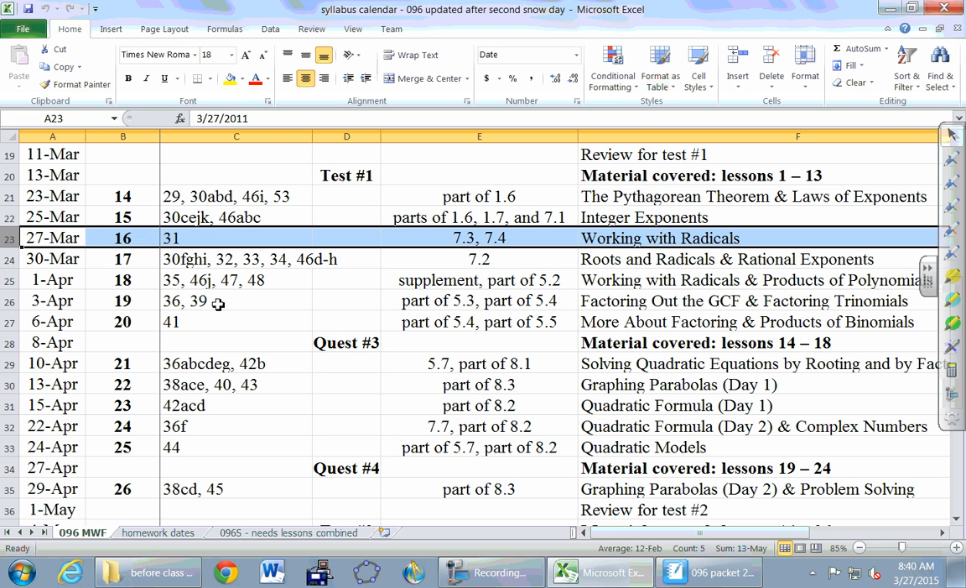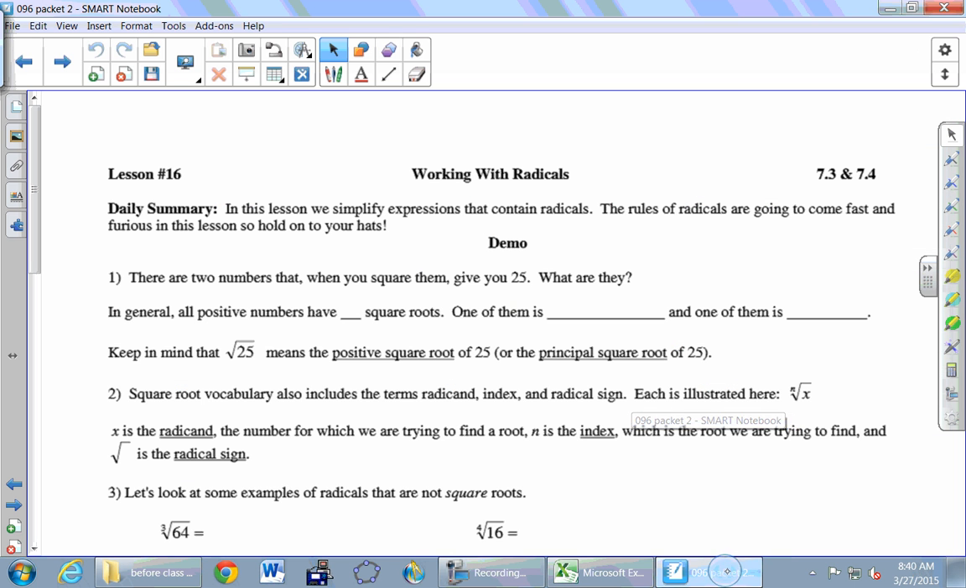Okay, so today we are going to work with radicals, and I want to just say that we're going to be doing more with exponents today. It doesn't seem like radicals have anything to do with exponents, but they will. We'll make that connection. And I also want to point out that today is a tough day. I don't think the material is necessarily that much harder than anything we've done before, but there's just a lot of it. So hold on, because we're going to go through a bunch of stuff in the next little bit. Today we simplify expressions that contain radicals, and the rules of radicals are going to come fast and furious in this lesson.